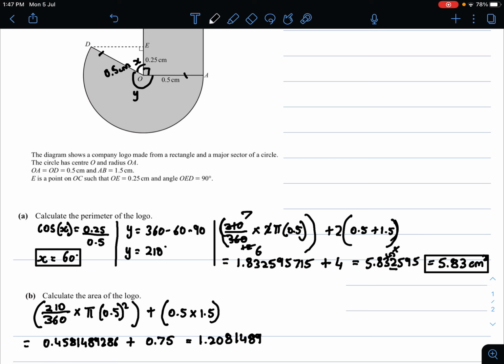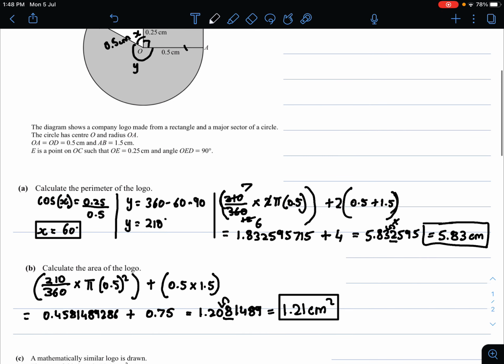1.2081489. And since you have to give your answer in 3 significant figures, you will get your final answer as 1.21, because 8 is more than 5, so it will round off the 0 to the next number, and this unit will be centimeter square because it is area. And my bad, the perimeter will only be centimeter, not centimeter square. So this is your answer for part B.